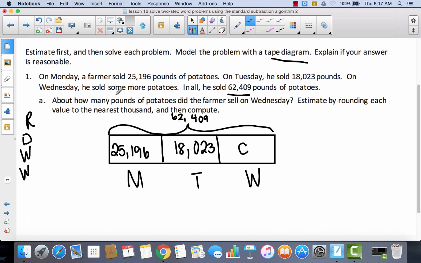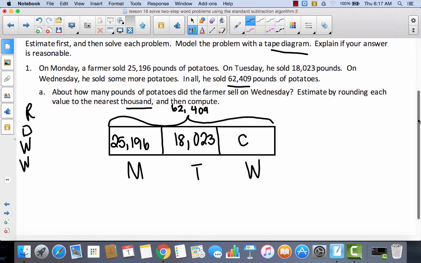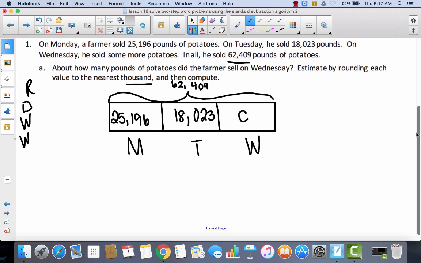Now it says, about how many pounds of potatoes did the farmer sell on Wednesday? Estimate by rounding each value to the nearest thousand, then compute. So the first thing we're going to do is we're going to estimate. So I'm trying to find C. So before I can find C, I need to figure out what these two are together. But because I'm estimating, I'm going to go ahead and estimate all of these numbers. It says to the nearest thousand.